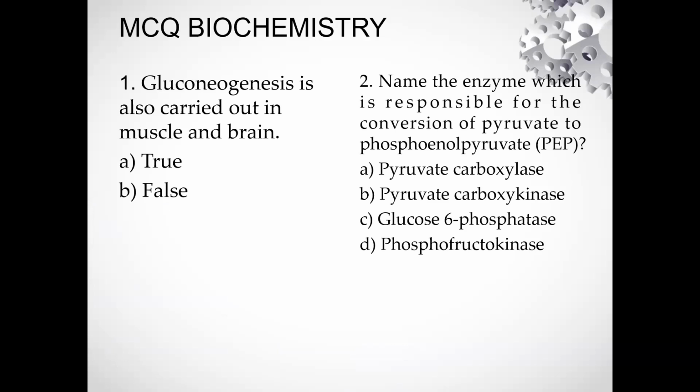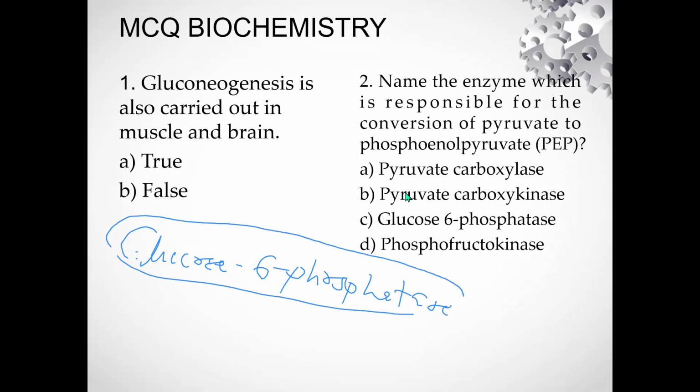So now, in this video, we are going to look at the MCQ. The first question says, gluconeogenesis is also carried out in muscles and brain. A, true, B, false. So the answer to this question is actually false because muscles and brain lack an enzyme called glucose 6-phosphatase.